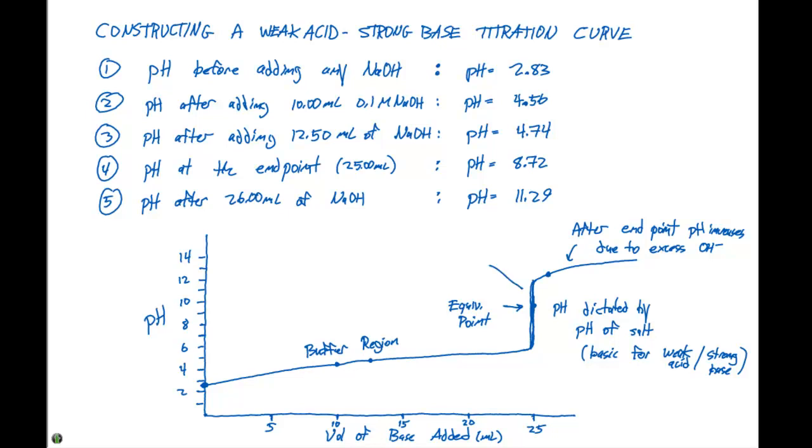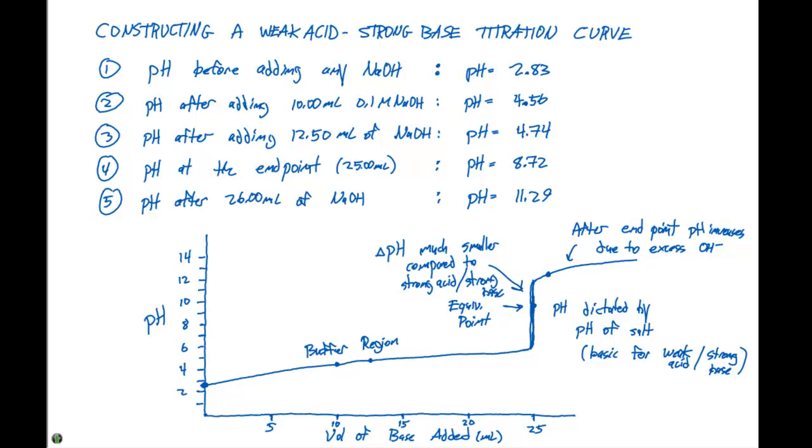is going to be much smaller compared to a strong acid, strong base titration. And I should say the change in pH here is going to be much smaller than in our strong acid, strong base titration. So this gives all the various points that we're going to be interested in when we look at a weak acid, strong base titration curve.